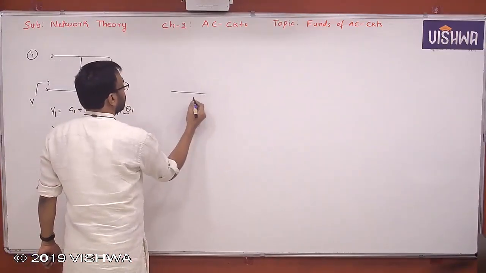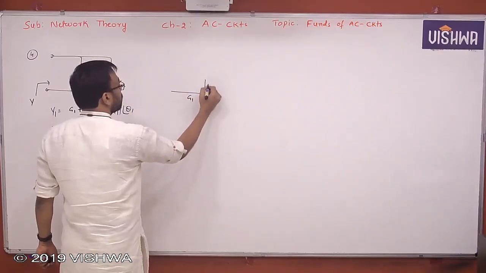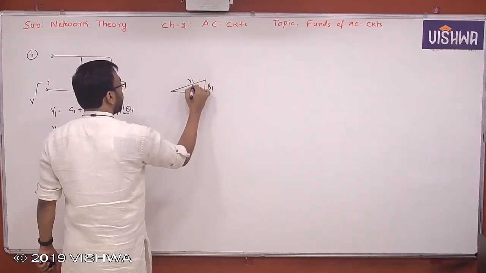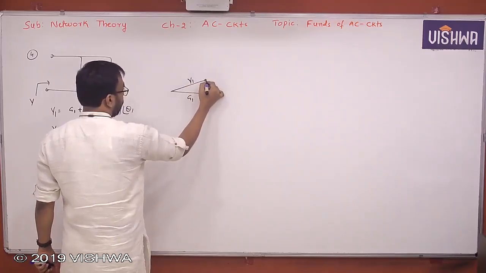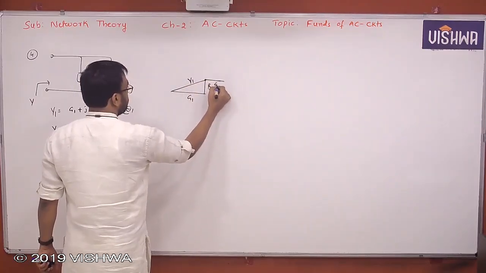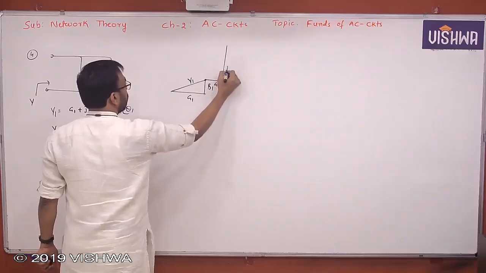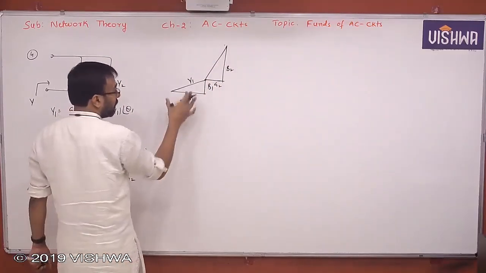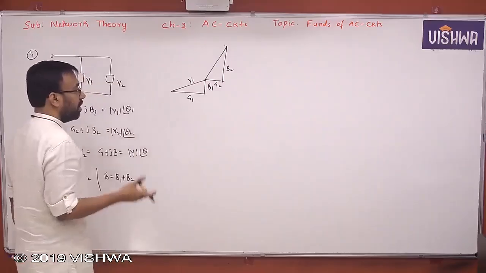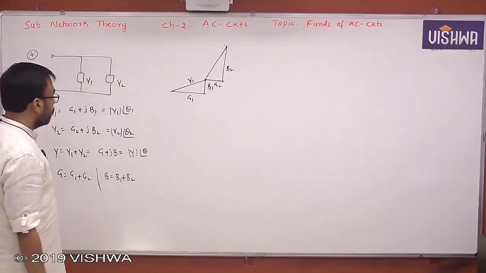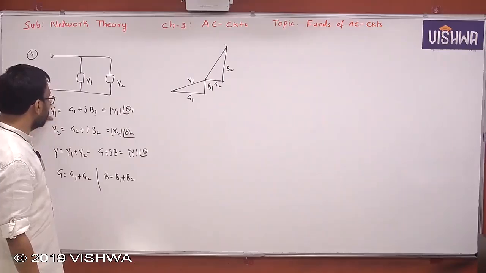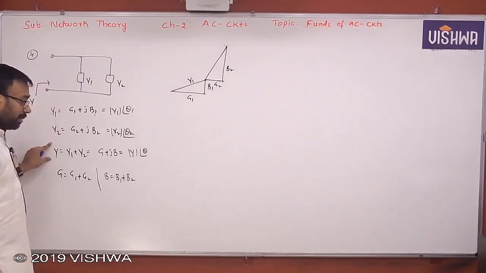This is G1 and this is B1. And what is this actually here? Y1. At the tip of Y1, you can take again G2 and this is what, B2. So that means one triangle is added at the tip of other triangle. Every complex phasor is a triangle, we can say. Now Y1 is a complex, this is a triangle, this is a triangle. This triangle is added at the tip of this triangle so that you get the total triangle Y.